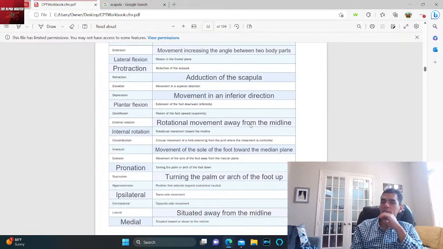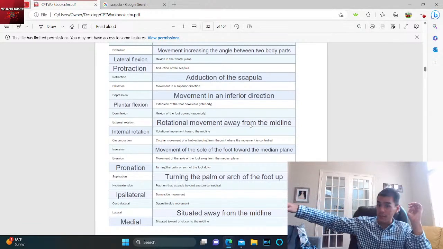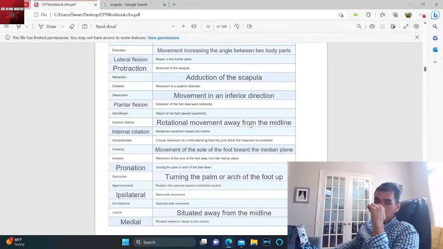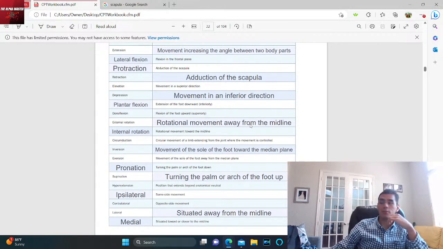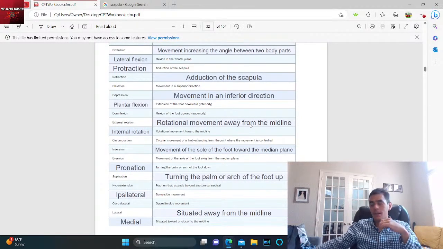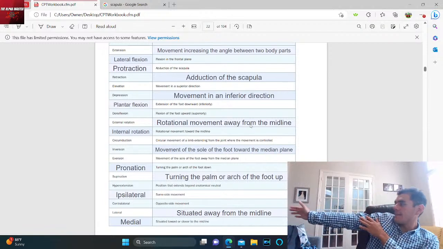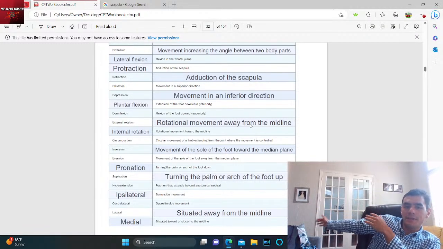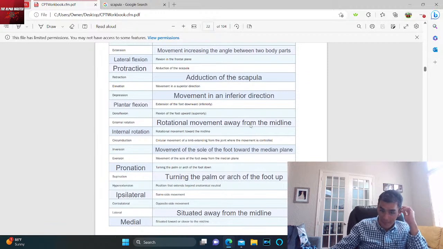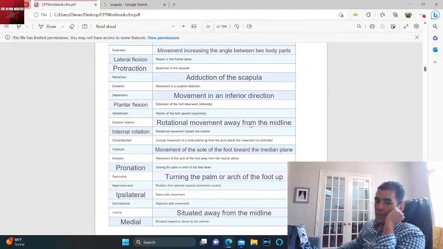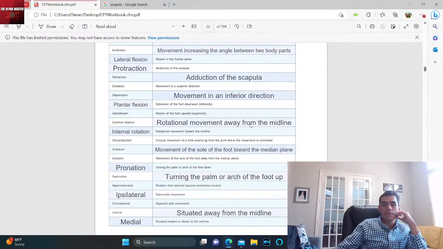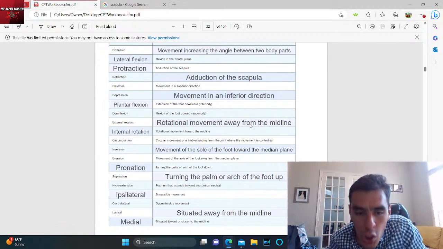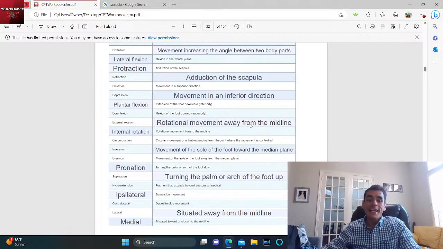Hyperextension. Extension is extended, right? Hyperextension is going further than that. It's a position that extends beyond anatomical neutral, so you're hyperextending your limb. If I go further than this, I'm hyperextending.